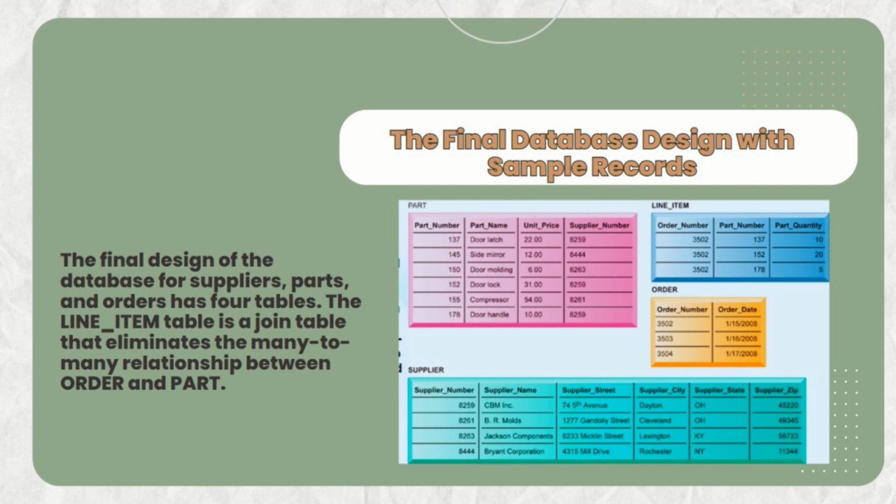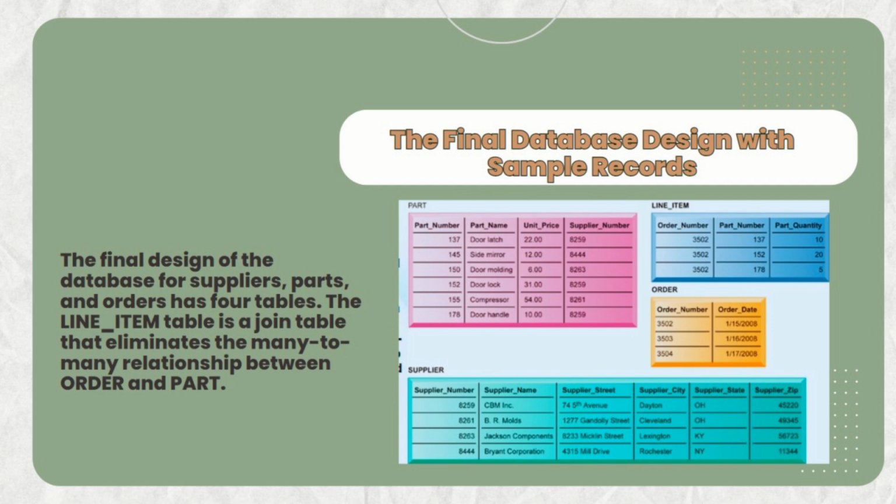The supplier table stores information about suppliers such as supplier number, supplier name, supplier street, supplier city, supplier state, and supplier zip. The part table contains data related to parts or products including part number, part name, unit price, and supplier number. The order table manages information about orders placed, including order number and order date.